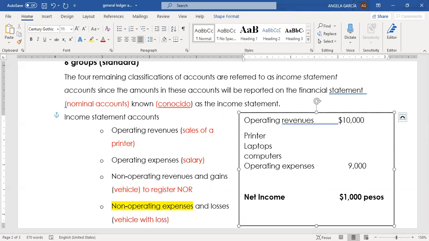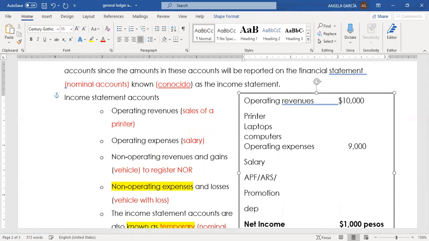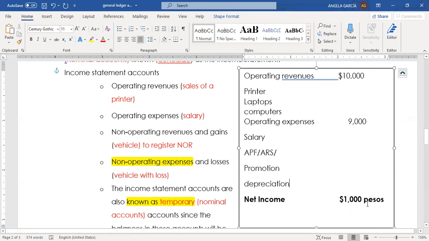Then you have the operating expenses. You also have a detail, for example, salary, which is, our salaries are expenses. You may have AFP, ARS, which are the pension plan and the health insurance plan, that we also record as operating expenses. And you may have promotion, depreciation. So those are expenses that are totaling 9,000 pesos. At the end, you have a net income.